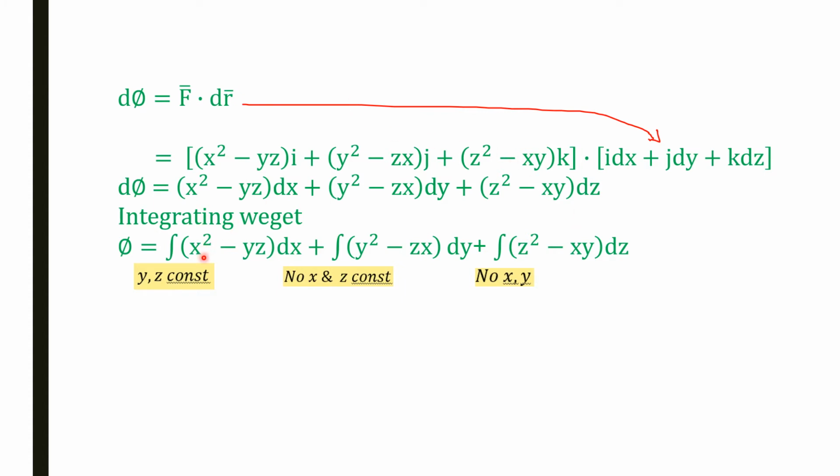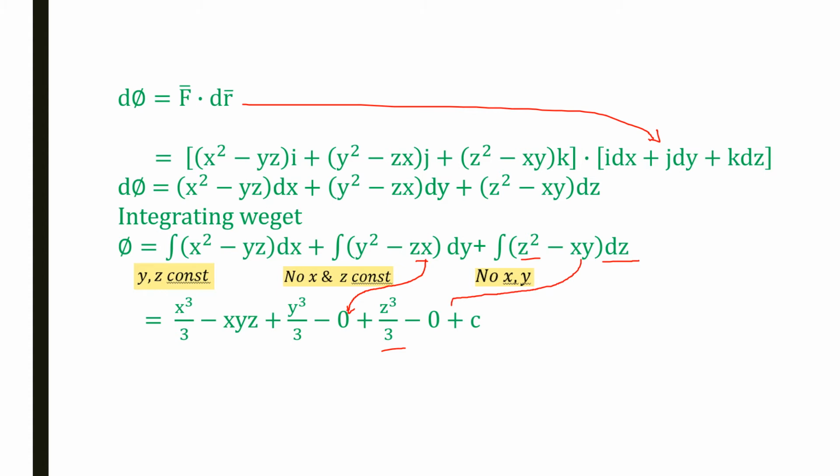Now what is the integration of x square with respect to x? This is x cube upon 3. yz as it is, and the integration of 1 is x. Now the integration of y square with respect to y is y cube upon 3. The term with x is here, and we don't want x, therefore its answer is 0. Don't integrate the term which contains x. Now the integration of z square with respect to z is z cube upon 3. Once again x and y are here, therefore its answer is 0. And the constant of integration is there.